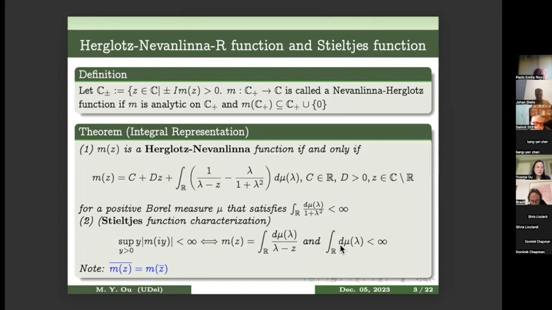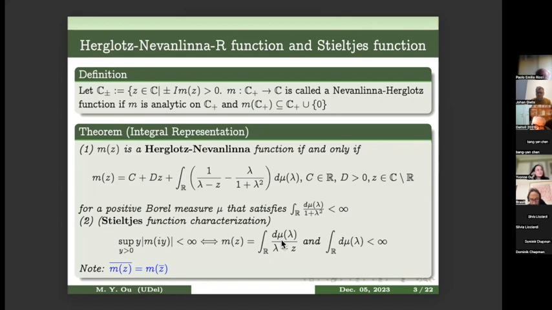So if it decays fast enough on the imaginary axis in this sense, then the function is called a Stieltjes function. And the Stieltjes function can be identified with its corresponding Borel measure. That's it. And this integrand is very simple, 1 over lambda minus z. Okay, so the question you can easily ask is, why do people study this?